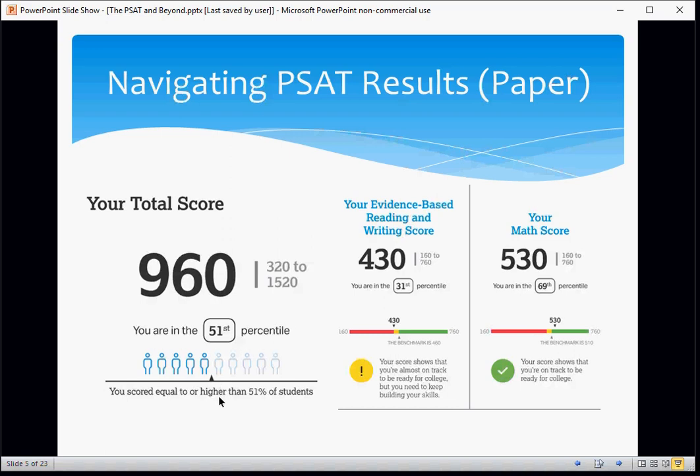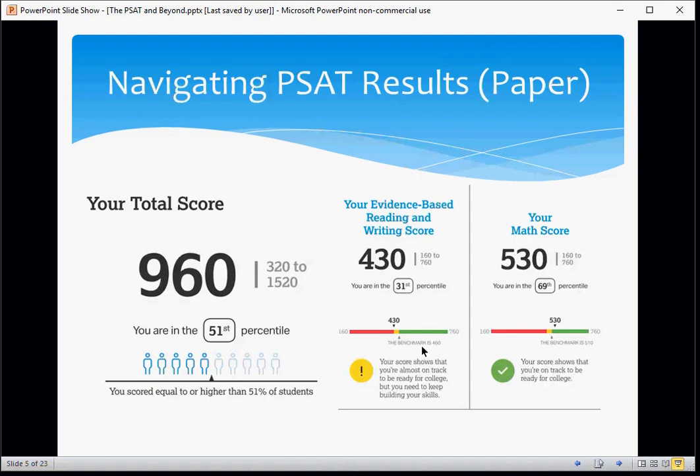They're also giving you a percentile. So this says for this particular score of 960, the student is in the 51st percentile, which means that they scored higher than about 50% of the students who take this test. But you can also notice over here that the math score is in the 69th percentile. So this student's math score is considerably higher, relatively speaking, than the verbal score, which is only in the 31st percentile.